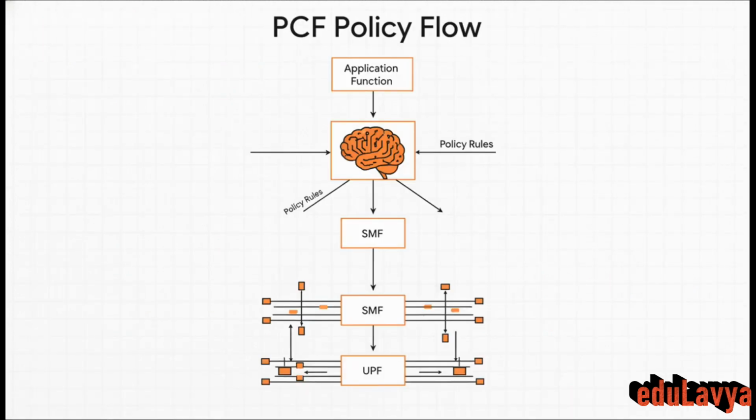The policy and charging function, or PCF, is essentially the brain defining the unified policy. When a mission-critical application needs a specific quality of service, it provides dynamic input to the PCF. The PCF takes that, formulates strict routing rules, and pushes those instructions down to the Session Management Function, or SMF. The SMF then commands the user plane function to detect packets and enforce those rules flawlessly. It's an incredibly precise, automated chain of command.